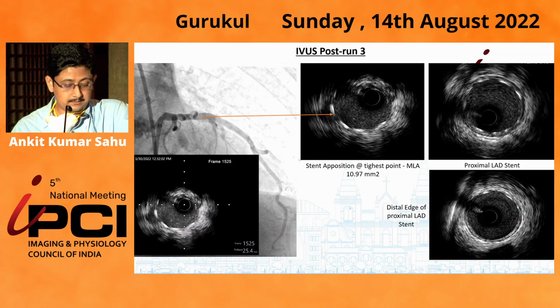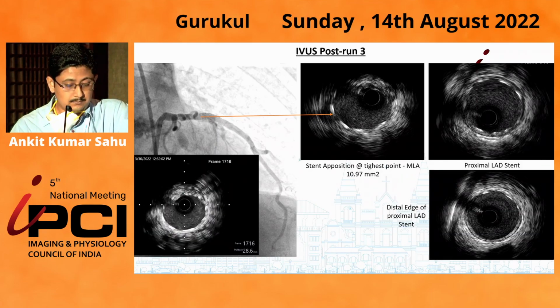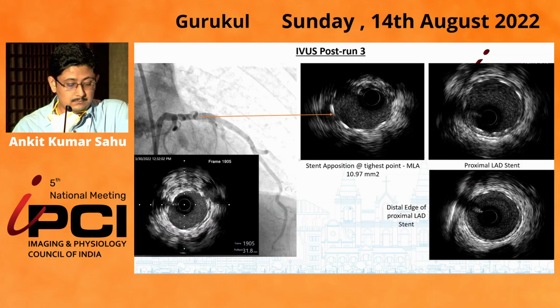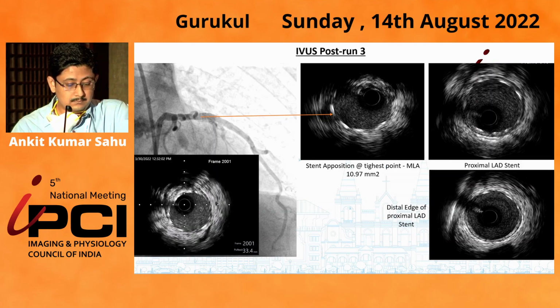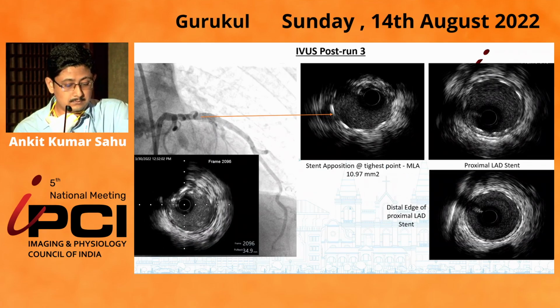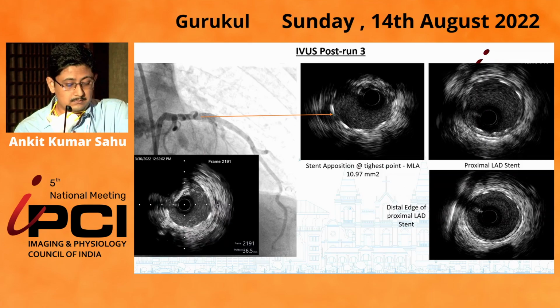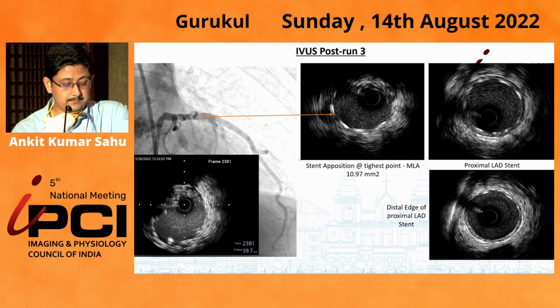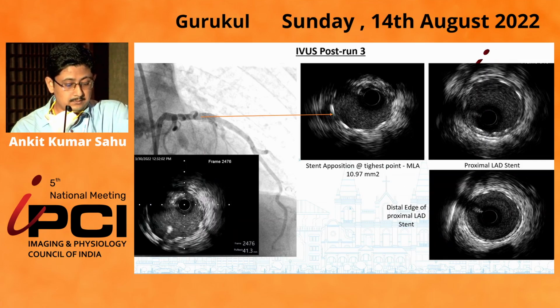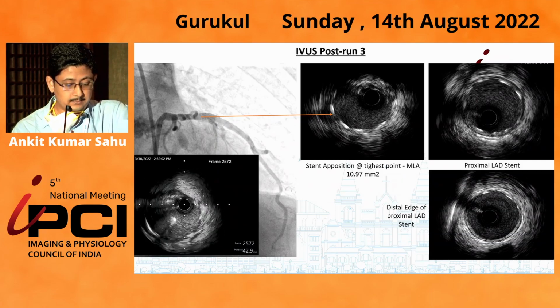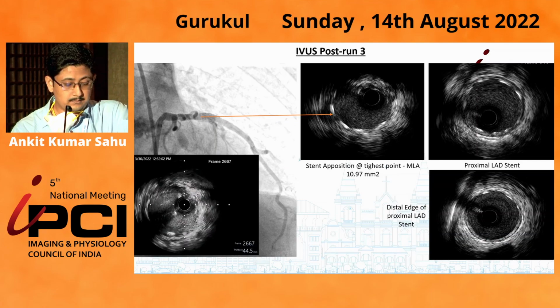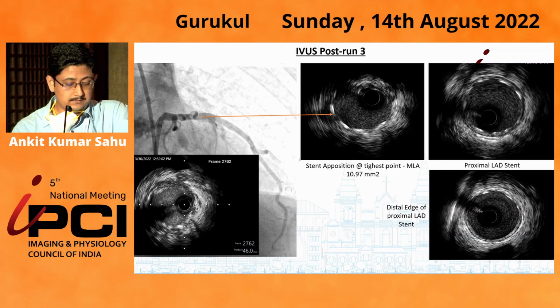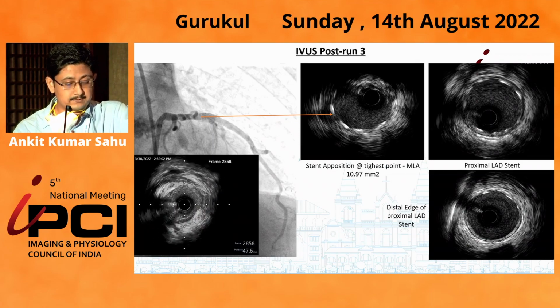There was some calcium in the LAD. So this was the ostium of the LAD having the tightest point, then the circumflex coming up at 7 o'clock, and the distal left main. The left main stent is okay, and the ostium of the left main is left as such.